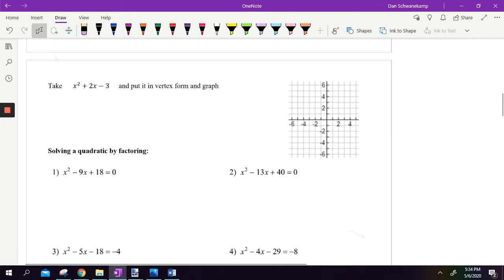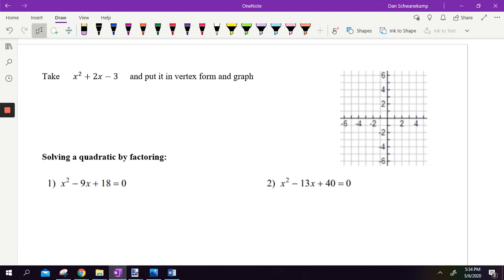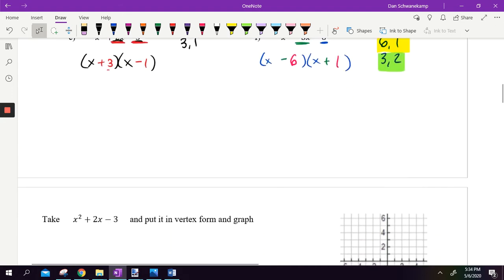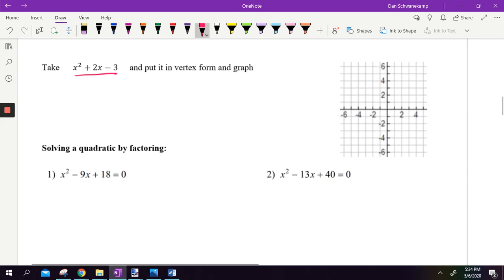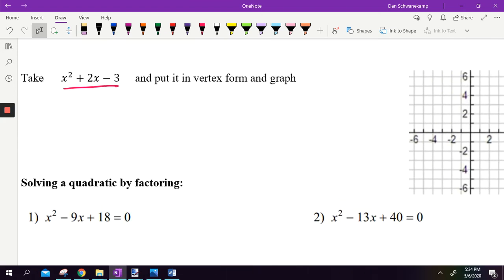Let's keep going on the backside. So I might have jumped the gun a little bit early here, but let's look at this problem that we're doing. This thing right here, it's the same problem. Okay, let's put this in vertex form. So that's what we just did last section.